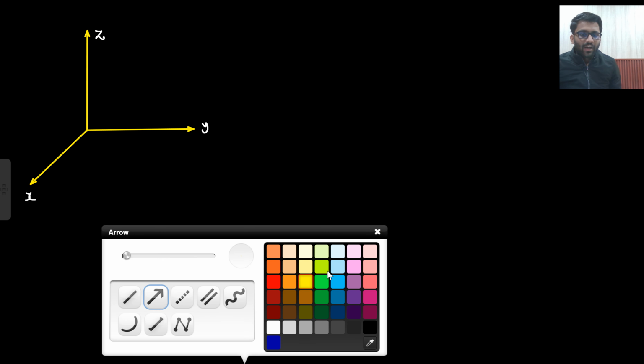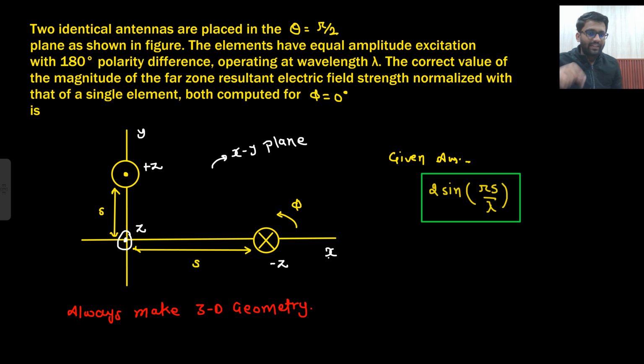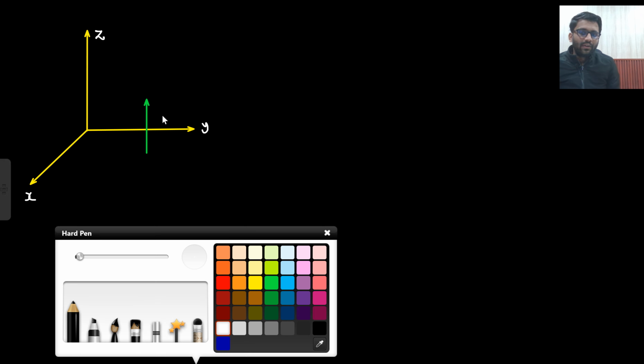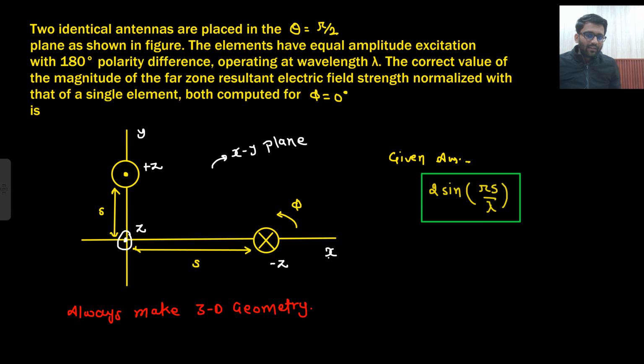So if I show the antenna, how will I show it? I will show it in this manner: on the y-axis you have an antenna where the arrow is in the plus z direction. Although the arrow doesn't matter much, this is how I will show it. On the y-axis you have an antenna which is placed along the z-axis, because this is how the antennas are placed. It is placed on the y-axis and placed along the z-axis.